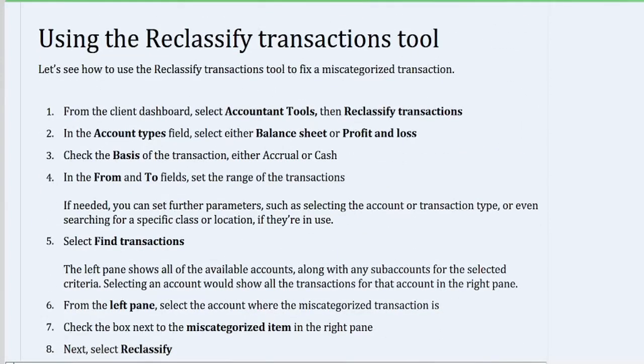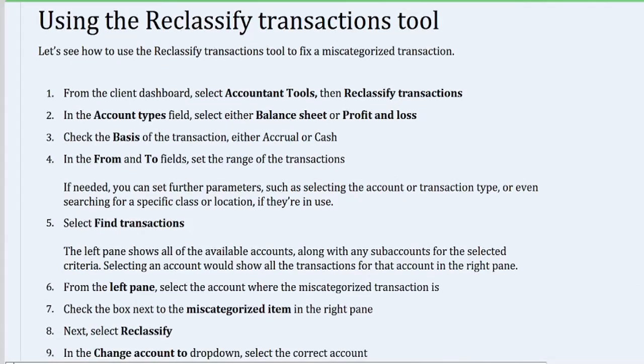Using the Reclassified Transactions tool. Let's see how to use the Reclassified Transactions tool to fix a miscategorized transaction. From the Client dashboard, select Accountant Tools, then Reclassify Transactions. In the Account Types field, select either Balance Sheet or Profit and Loss. Check the basis of the transaction, either accrual or cash. In the From and To fields, set the range of the transactions if needed. You can set further parameters, such as selecting the account or transaction type, or even searching for a specific class or location, if they're in use.